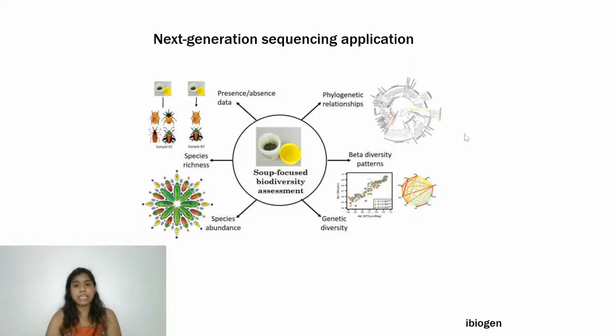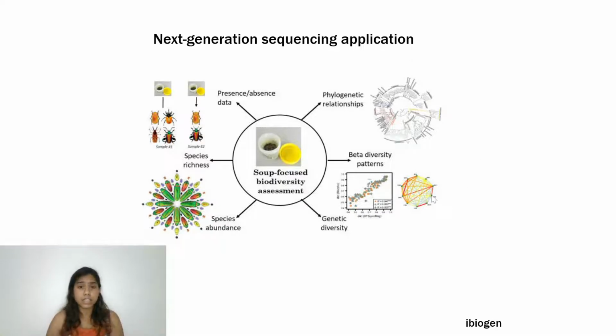It can help us in establishing phylogenetic relationships, the taxonomic position of various organisms. It can give us presence or absence data, whether a particular gene is present, whether a particular gene is absent, whether this particular expression will happen or not, and so on. We can get information about species richness, species abundance, genetic diversity, and also beta diversity pattern between different regions or between different landscapes and so on.